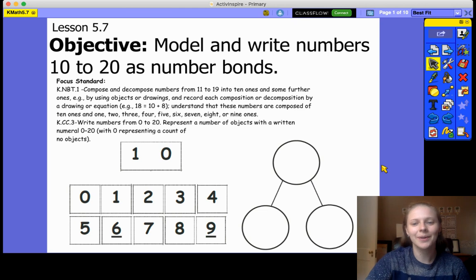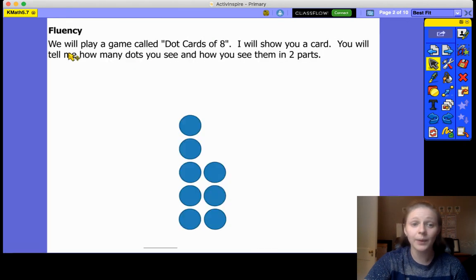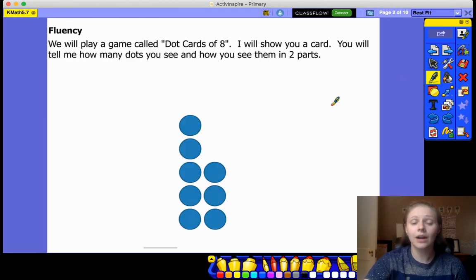Hi friends, today we're going to do math lesson module 5, lesson 7, objective: model and write numbers 10 to 20 as number bonds. Our number bonds are coming back so that we can work with our teen numbers inside of number bonds. So if you want, grab a pencil, paper, your number bond, your whiteboard, whatever you want to use for the lesson today. Let's go.